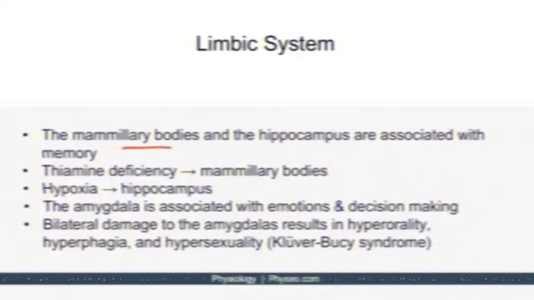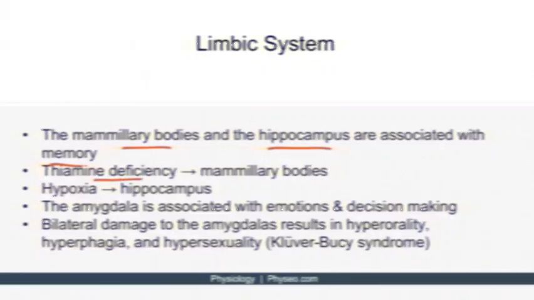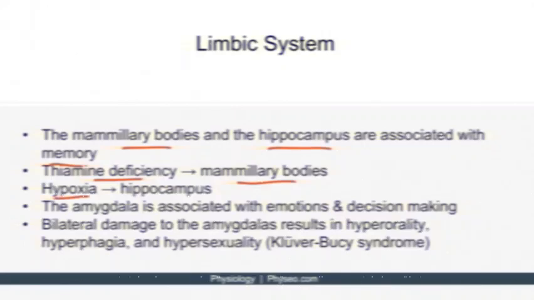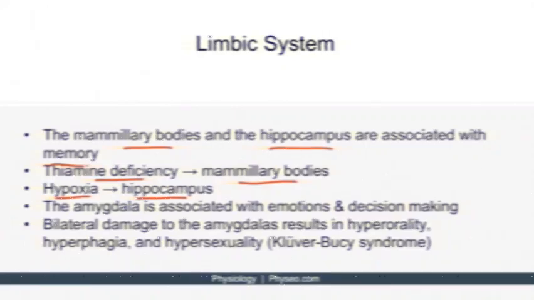So again, the mammillary bodies and the hippocampus are associated with memory. And if you get a question about thiamine deficiency, you should think of damage to the mammillary bodies. And if you get a question about hypoxia and memory loss, you should think about damage to the hippocampus.